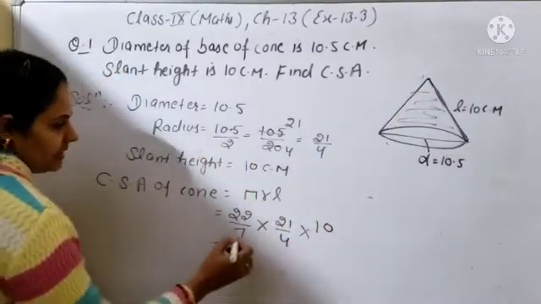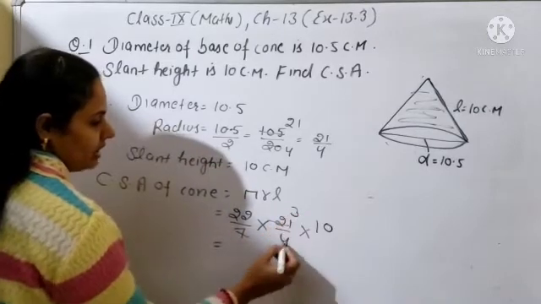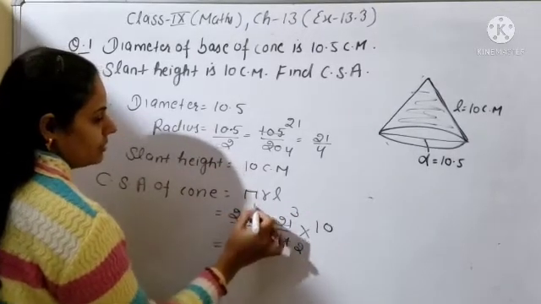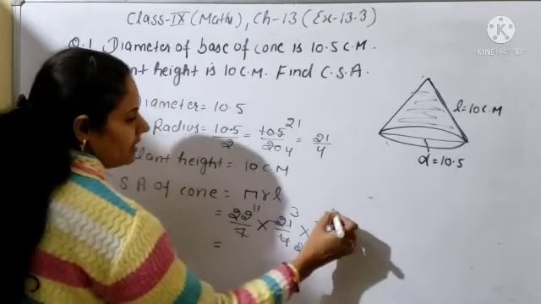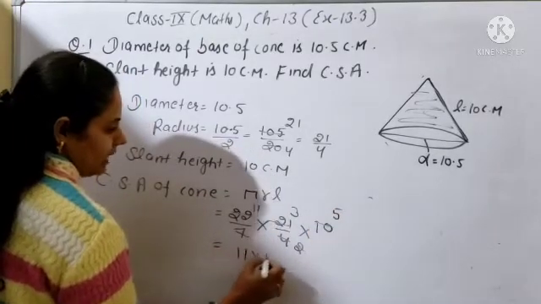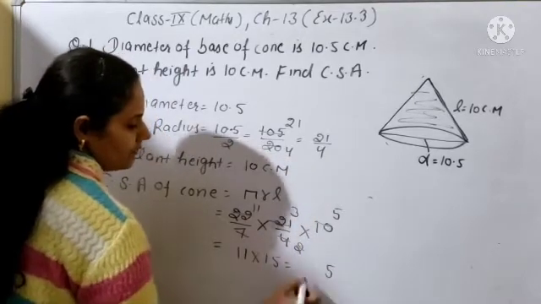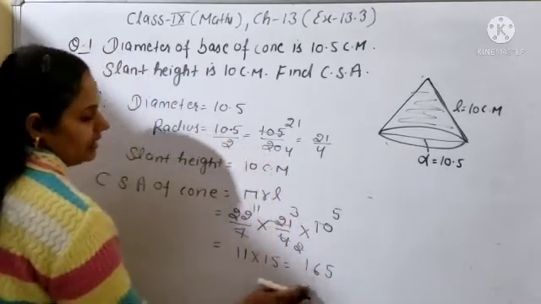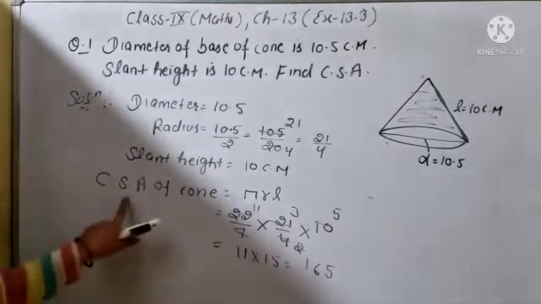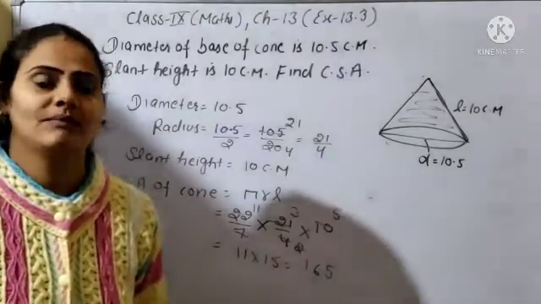Okay, now cancel out. 7 3s are 21, 2 2s are 4, 2 1s are 2, 2 1s are 2, and 2 5s are 10. Now 11 into 5 3s are 15. So 15 1s are 15, and 1 16. Now this is 165, and what is 165? This is the curved surface area of the cone.